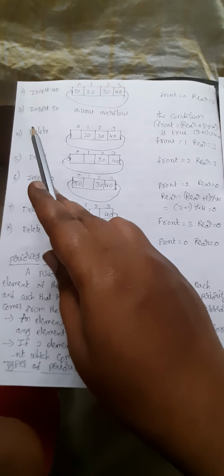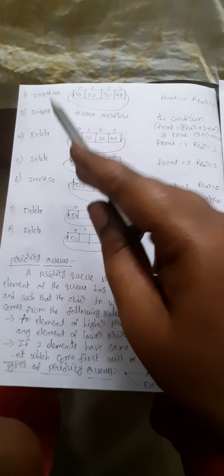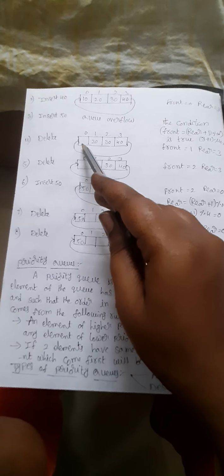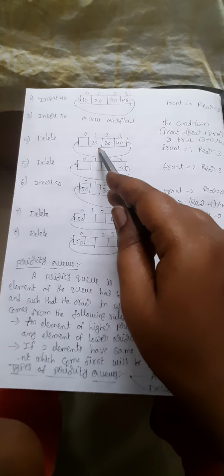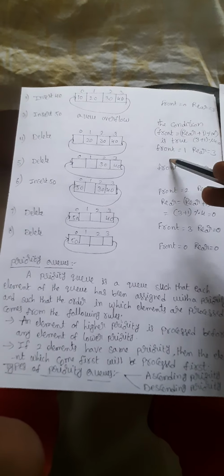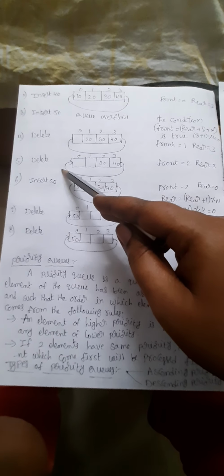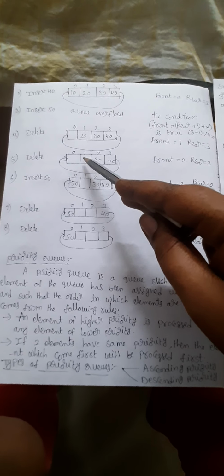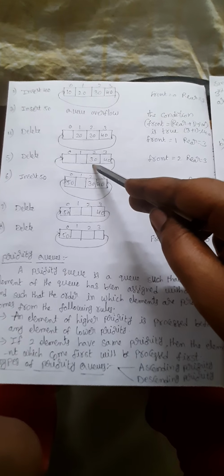Whenever we perform the deletion operation, the deletion is done at the front position. When the element 10 has been deleted, the front value is incremented by 1, so front is 1 and rear equals 3. And again if you want to delete an element, deletion is always performed from the front position, so the front element is deleted and the front value is incremented by 1, so that front equals 2 and rear equals 3.